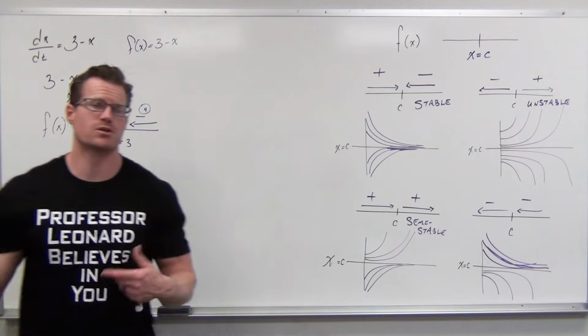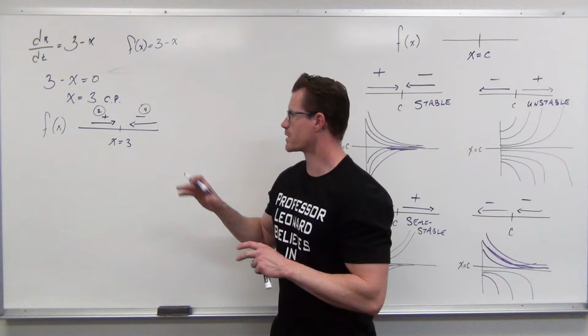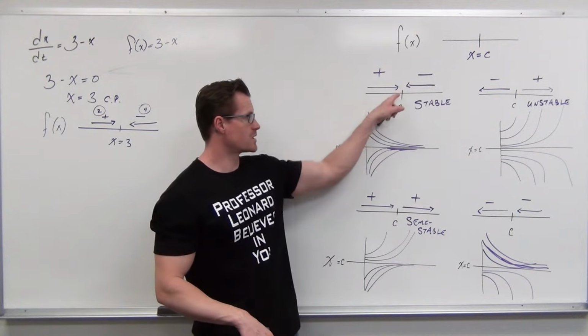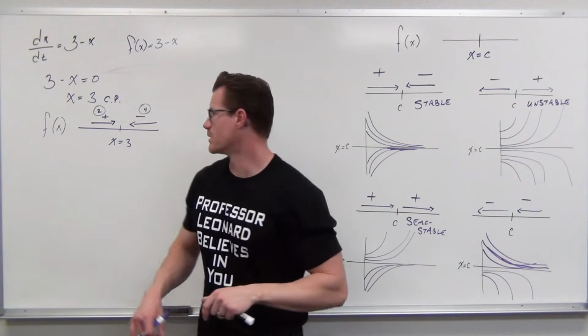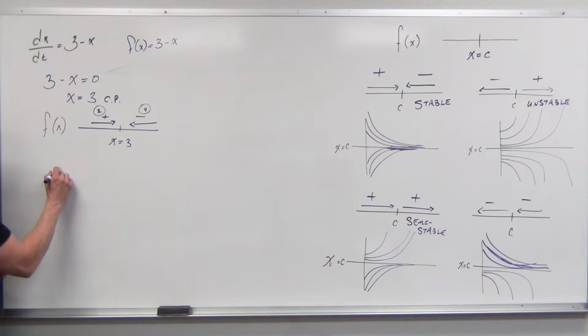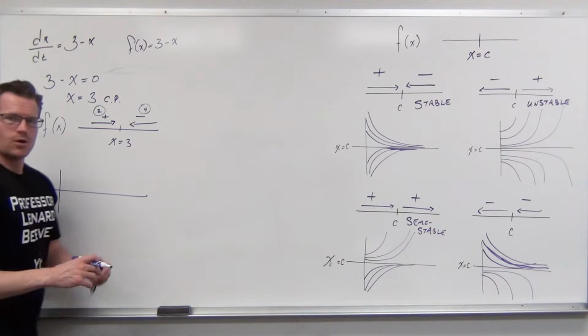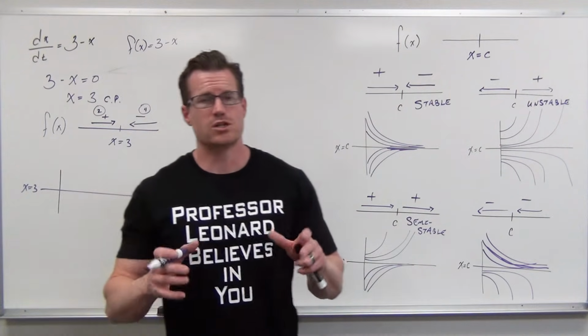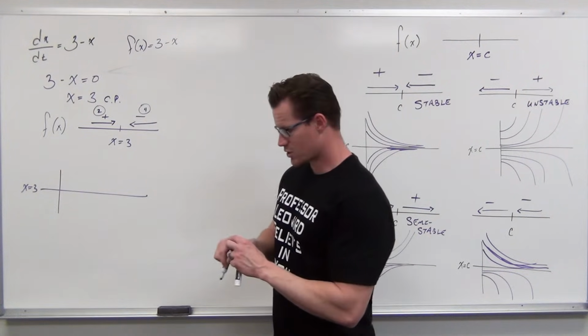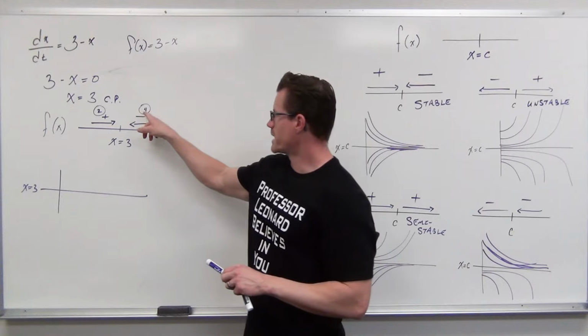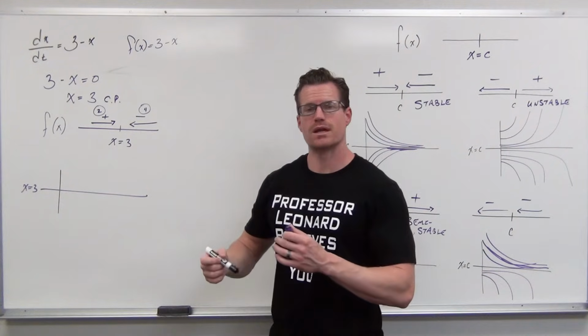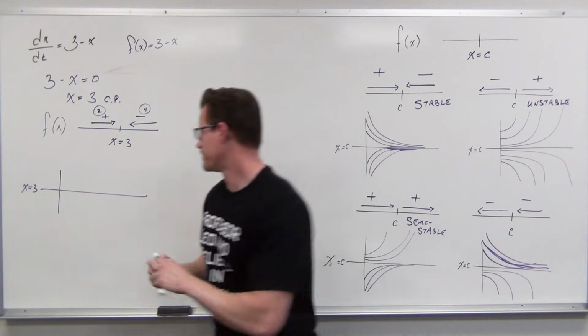That right there is giving us what's called a stable critical point. It is going to look just like this. This is how this is going to look. We're going to have some sort of a graph where the family of curves depends on what your initial condition is. If we have an initial condition that's greater than 3, we are going to get functions that are decreasing.